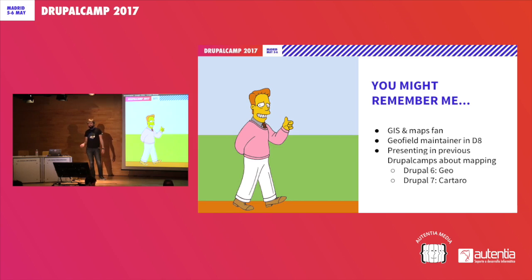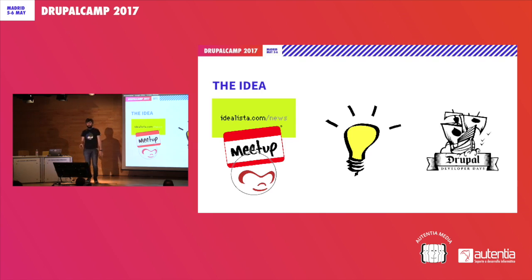So there are different ways. In Drupal 6 we had the geo module, in Drupal 7 we had the Carto distribution, but it was very hard to set up. So the idea of this talk came from a meetup from the Idealista News people. They had very nice things with Carto in their Drupal site, but after that meetup I had the idea that there were some loose ends because all the data is external.